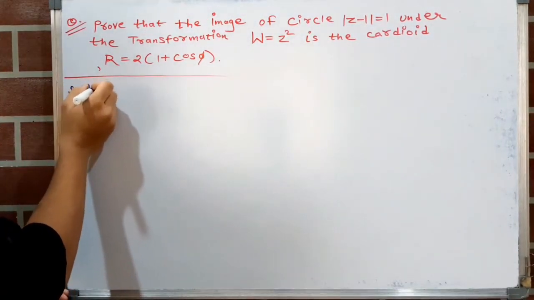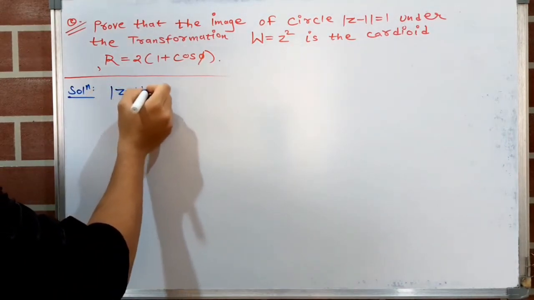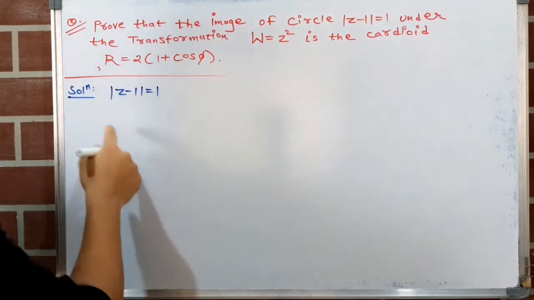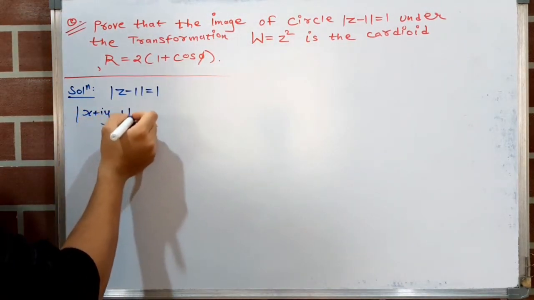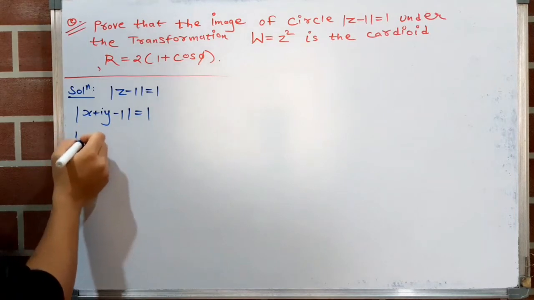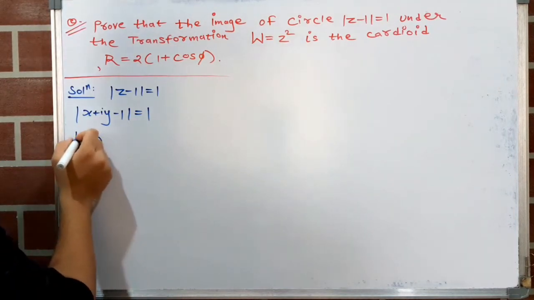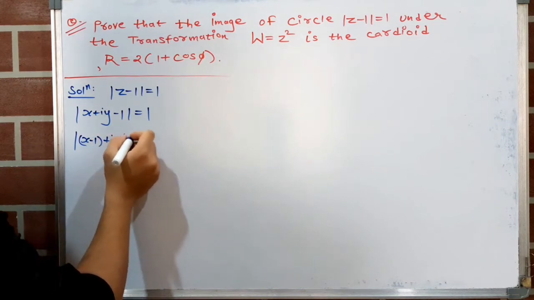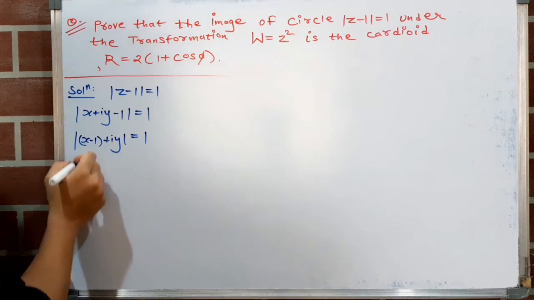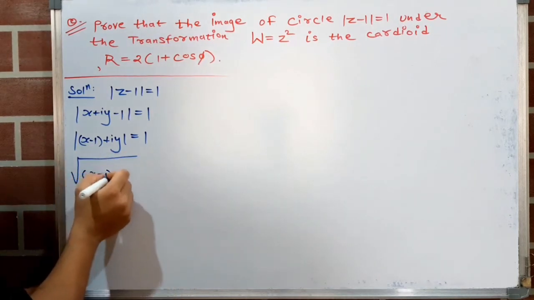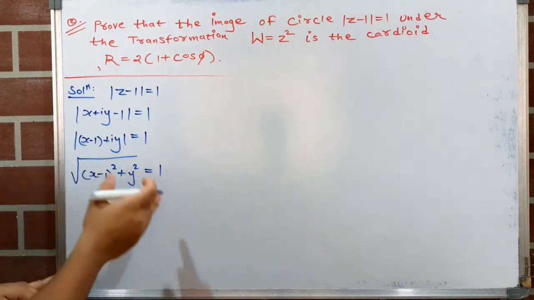So the solution is, you can see the equation of the circle is mod of z minus 1 equals 1. Okay, so first we will expand this. Z is x plus iy, so x plus iy minus 1 equals 1. Taking the real part together, we get x minus 1 plus i into y, and its mod will be the under root of real part square plus imaginary part square equals 1. Now we will square on both the sides.